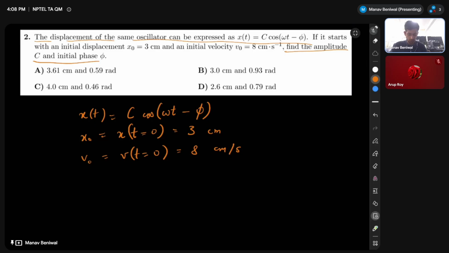Okay, so clearly we can start with this equation that is given to us. And if we differentiate it, so let's differentiate with respect to time.